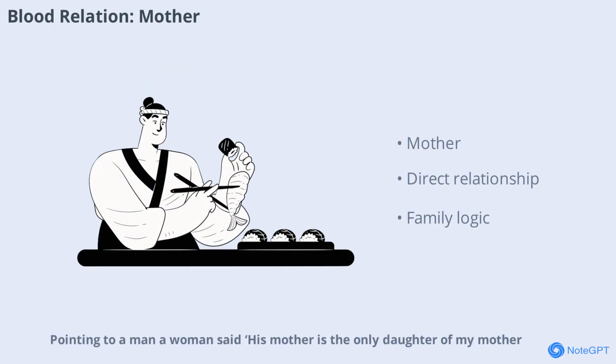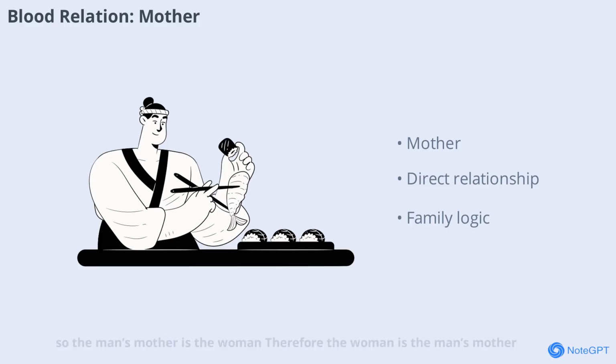Pointing to a man, a woman said, "His mother is the only daughter of my mother." The answer is mother. The only daughter of the woman's mother is herself, so the man's mother is the woman. Therefore, the woman is the man's mother.